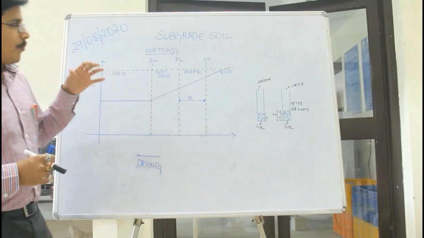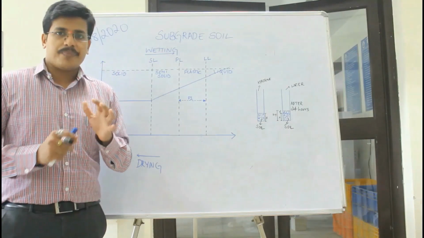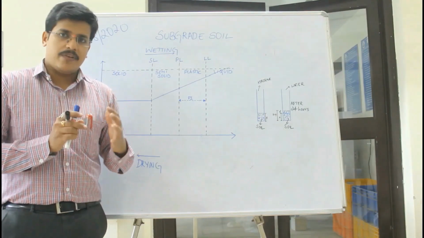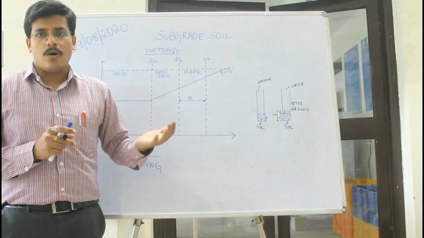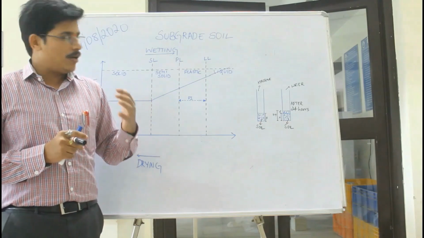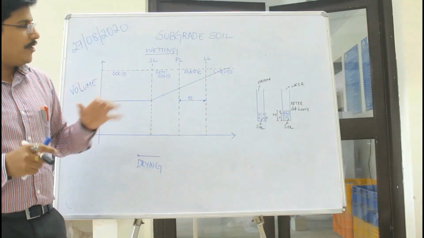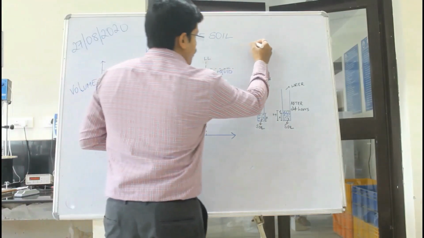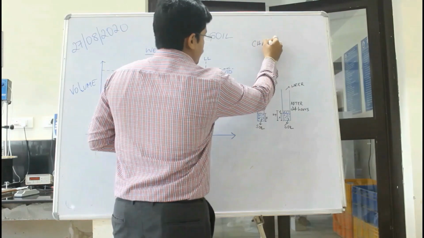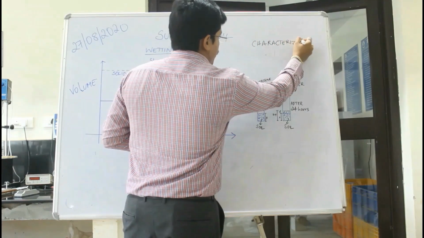So the selection of subgrade soil involves some particular tests such that the soil will be properly classified and categorized, based on how its behavior will be over the long term. Right? For that particular selection or characterization, we do some tests. Commonly in the field of pavements, what we call as characterization tests.